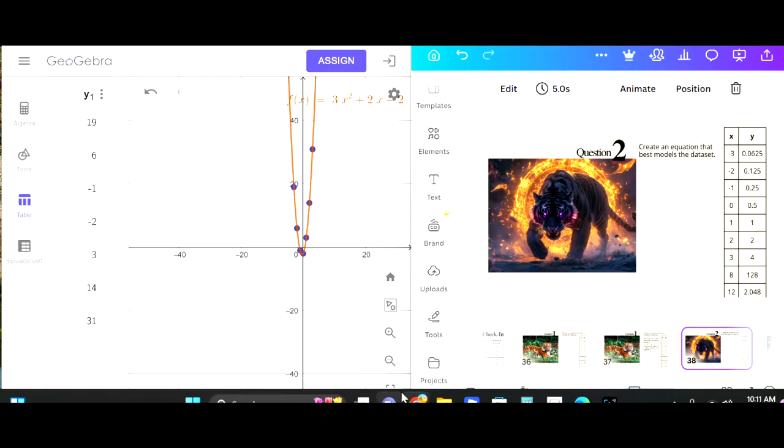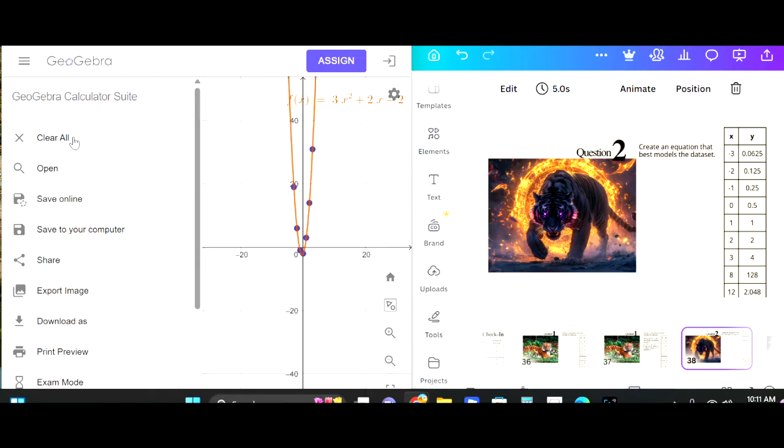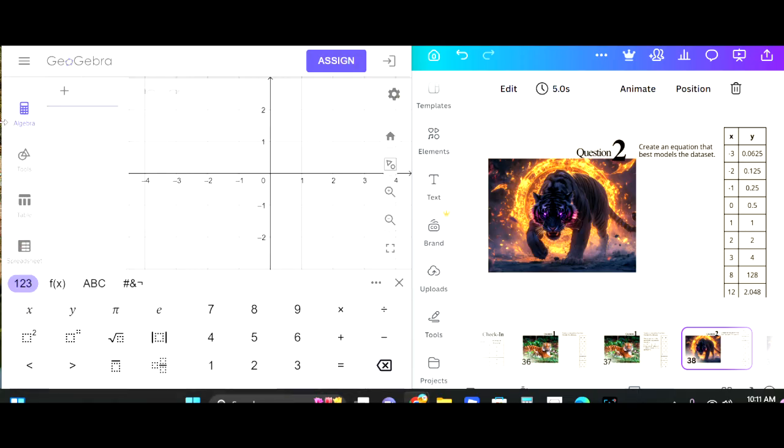Okay, here's question number 2. Create an equation that best models the data set. Go do it. I believe in you. All right, table. X values are -3, -2, -1, 0, 1, 2, 3, 8, 12. Let's do our Y values.